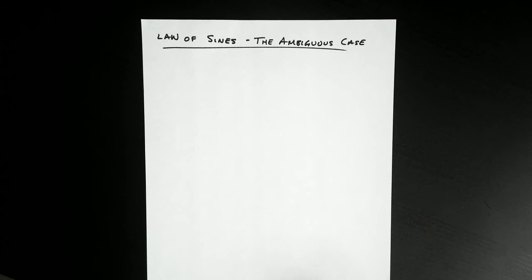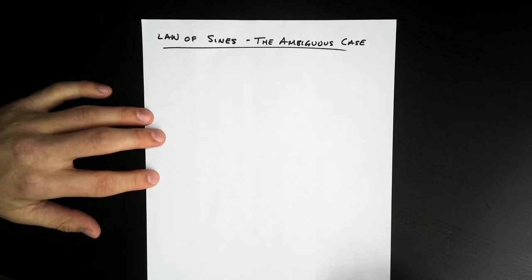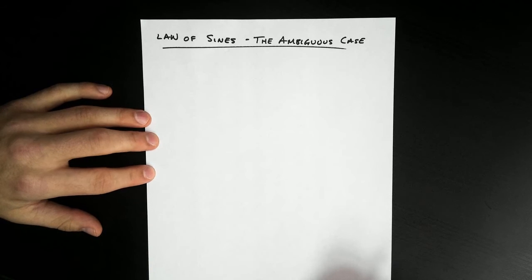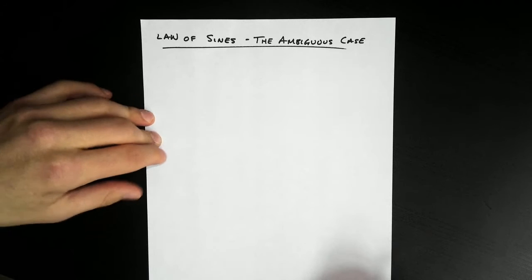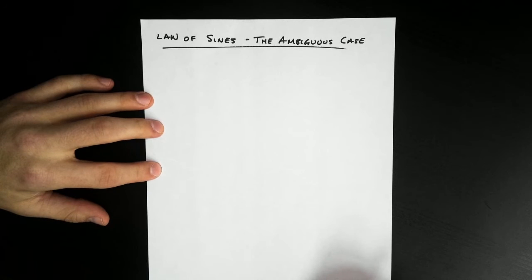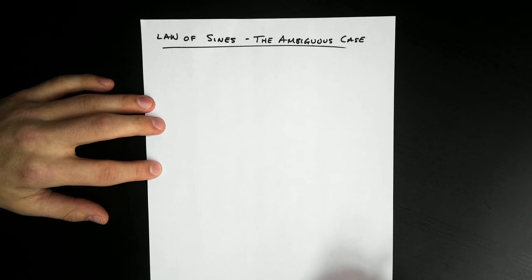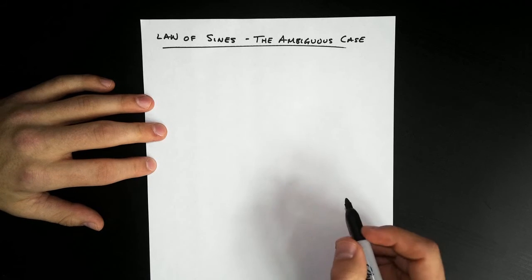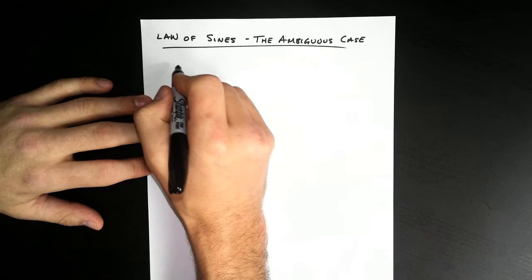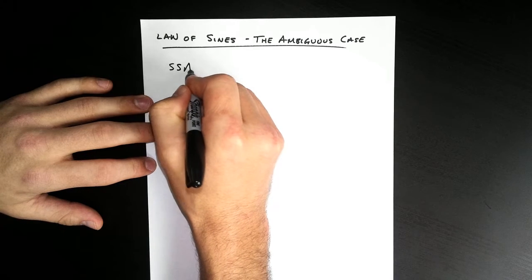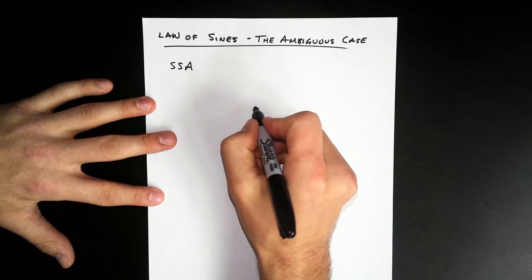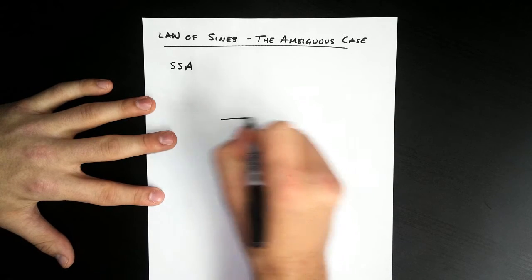Hello everyone. I'm going to talk about the ambiguous case for the law of sines. One of the situations when we can use the law of sines is when we are given two side lengths and the measure of an angle that is across from one of those sides. This is basically the side-side-angle scenario. So let me draw a triangle where that is the information we know.